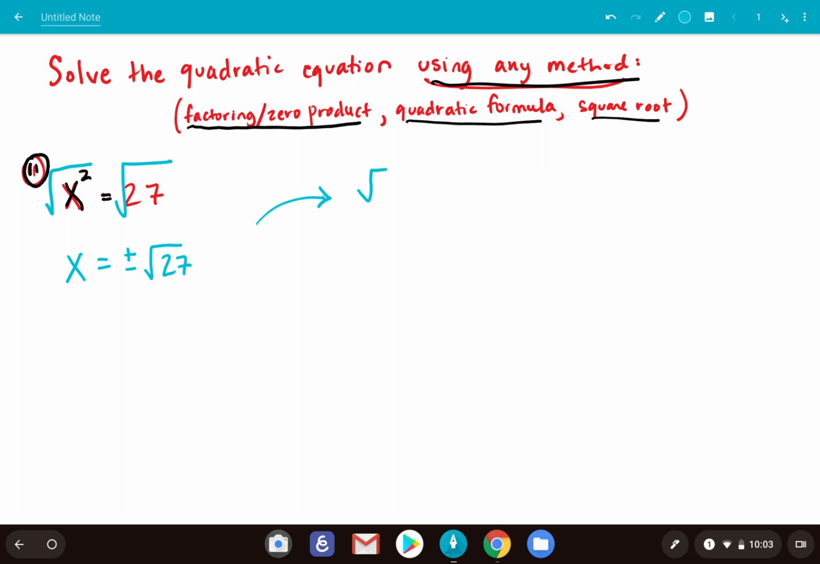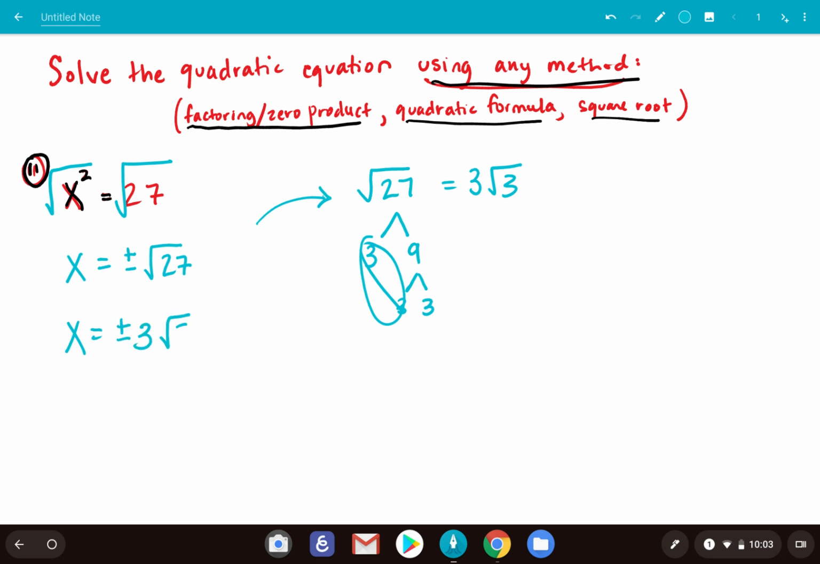So if I were simplifying the square root of 27, I could rewrite that as, there's a pair of threes, 3 root 3. So x could be equal to positive or negative 3 root 3. Just remember, when you're solving a quadratic equation, since it's squared, there's going to be both a positive and a negative answer.